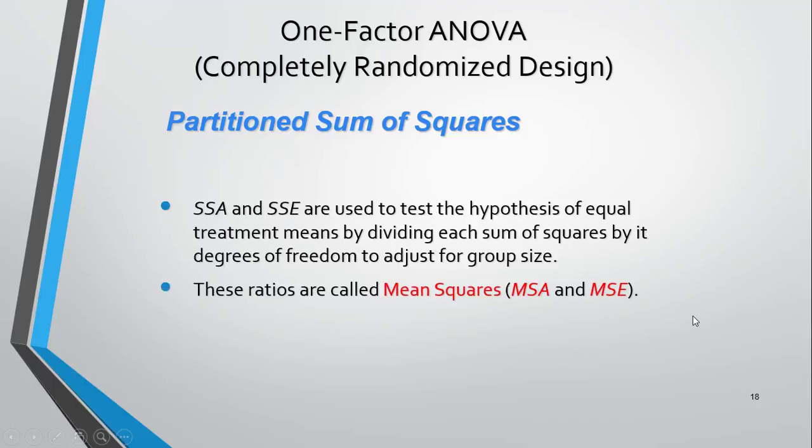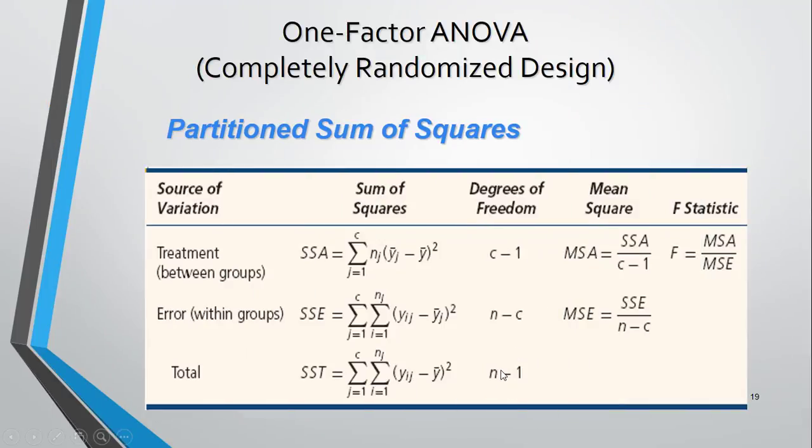SSA and SSE are used to test the hypothesis of equal treatment means by dividing each sum of squares by its degrees of freedom to adjust for the group size. These ratios are called the mean squares, MSA and MSE. With MSA and MSE, we can calculate the test statistic in the F distribution, F equals MSA over MSE. This table summarizes everything. The source of variation could be treatment between groups, or within groups, which is error.